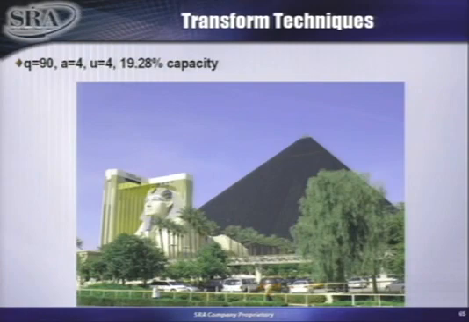Now, what about this one? Can you tell there's something weird about it? This one I bumped alpha up to 4 and U up to 4. And I got close to a 20% capacity, which is pretty good. If you have a 4 megabyte JPEG, then 20% capacity is what, about 800K? That's a pretty reasonable capacity with that.